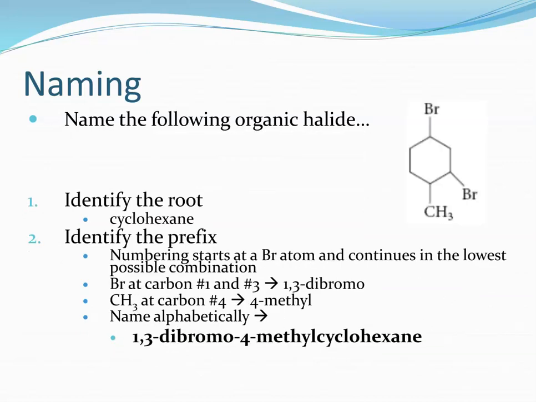This organic halide has cyclohexane as its parent chain. Begin numbering at the bromine and continue with the lowest numbers possible. This molecule has 1 methyl group and 2 bromine groups. Branches should still be listed alphabetically.